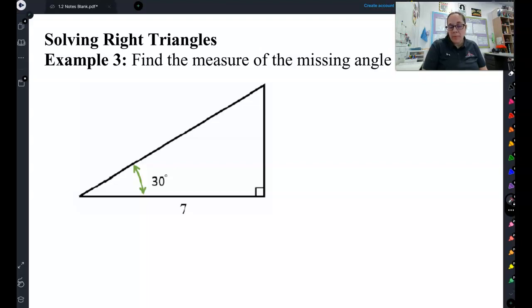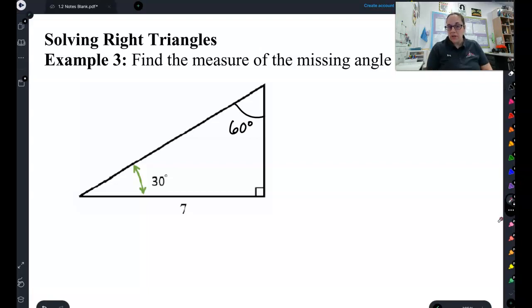Let's do some problems where we practice what we learned. In this first problem, I have this triangle here. I want to fill in all the missing sides and angles. I'm going to start with the angle because that's easiest. If this one's 30, this is going to be our 60. 30, 60, 90. Now I use my patterns.